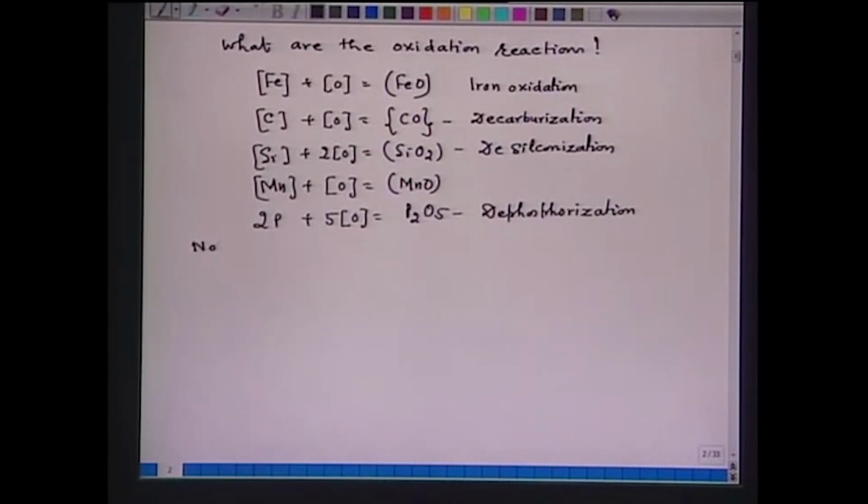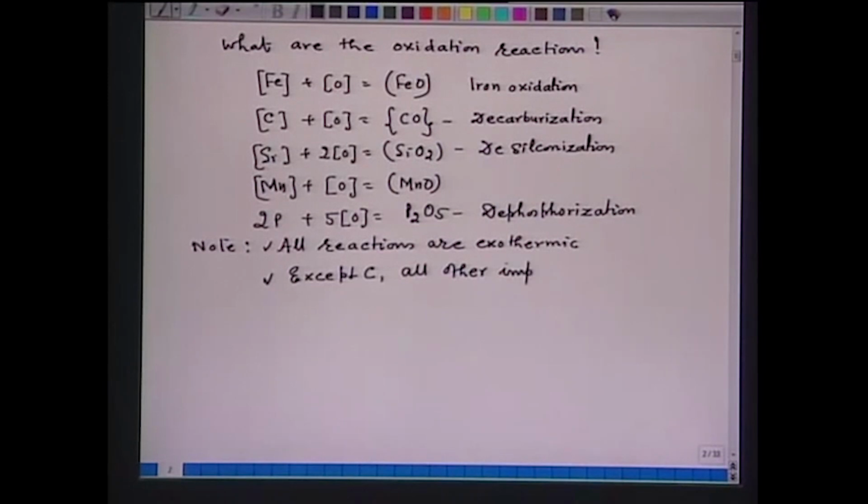Note down a few important facts. First, all reactions are exothermic in nature. Second, except carbon, which is removed as a gaseous phase, all other impurities form oxides, and as we know from our earlier lecture, they form a slag. So, you can note that slag is a very important part of steel making. In my last lecture, when I said make a slag, slag will make your steel, now you understand why slag is so important.